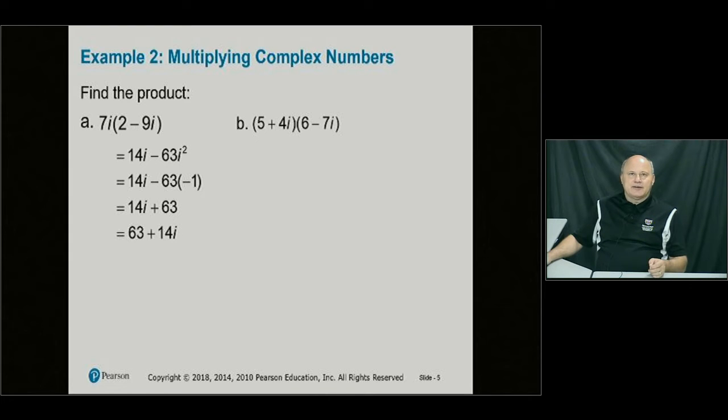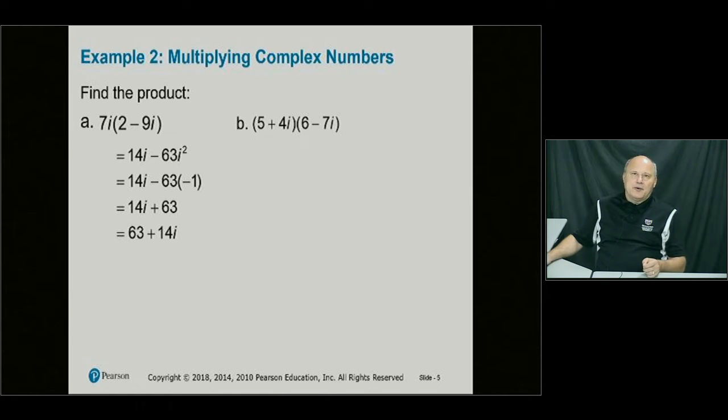7 times 2 is 14. And then 7i times a negative 9i is a negative. Positive times a negative is a negative. And then 7 times 9 is 63. And then i times i is i squared. But remember, when we defined i as being the square root of a negative 1, i squared can be replaced with a negative 1. And that is the biggest problem students have with complex numbers right there.